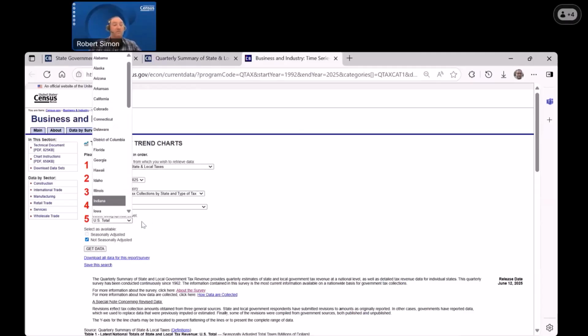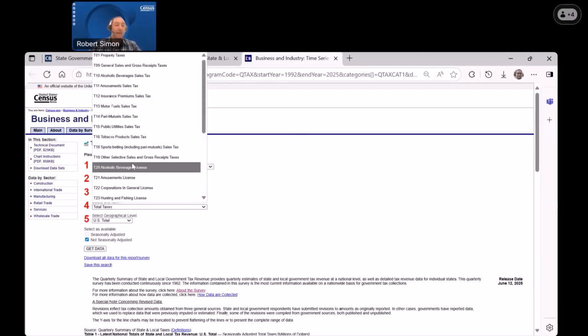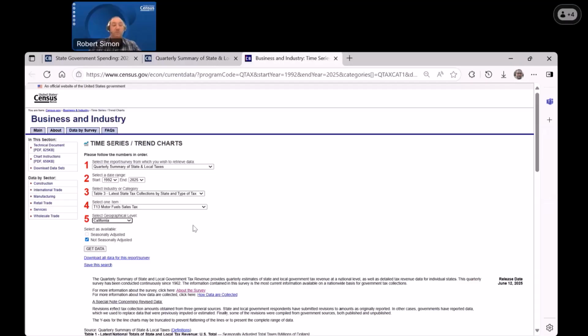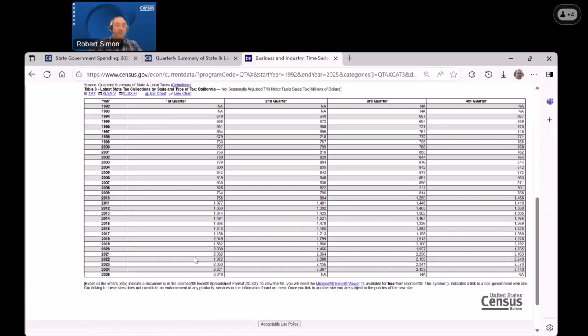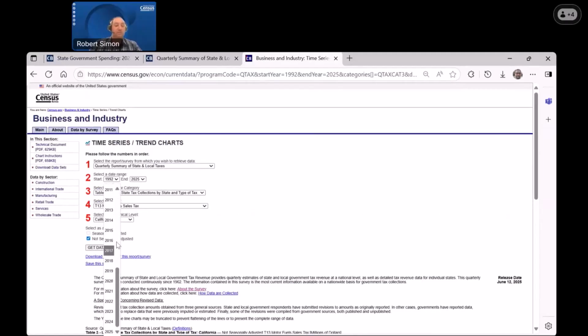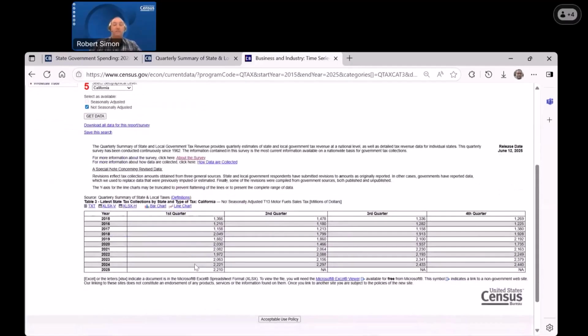We can select the US total or any one of the 50 states. For this example, we're going to look at gas tax, or motor fuel tax to be specific, and we're going to look at California, since everyone is always talking about the high gas prices there. So when we hit get data, let me just look at the last 10 years of data. So let's adjust that real quick. When we hit get data, we can quickly see the quarterly revenue that California brings in for the last 10 years. Maybe this is sufficient for you, maybe not.